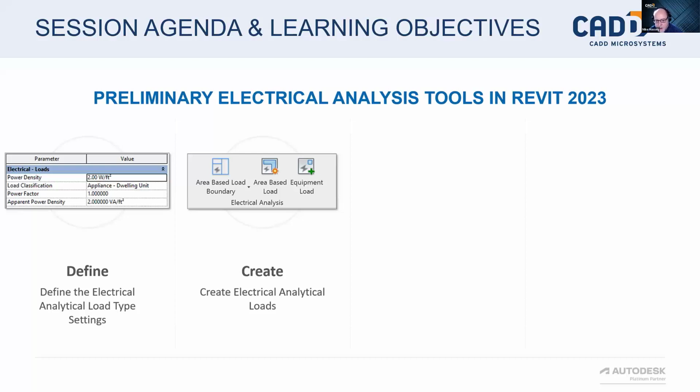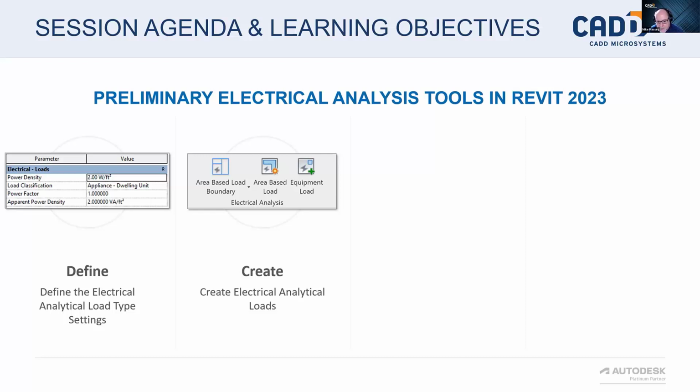Another type of load that we can create in Revit 2023 is an equipment load. This would be for something that's outside of the area-based load, maybe for elevators or major equipment in the building, where we can just assign loads for that major equipment that's not based on a square footage. I'll show you how we can create both the area-based loads and the equipment loads.